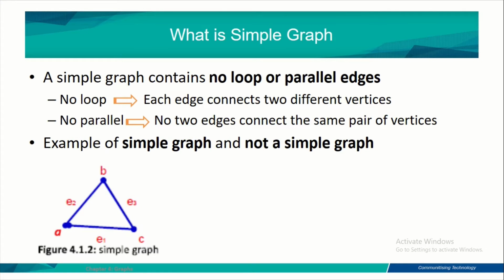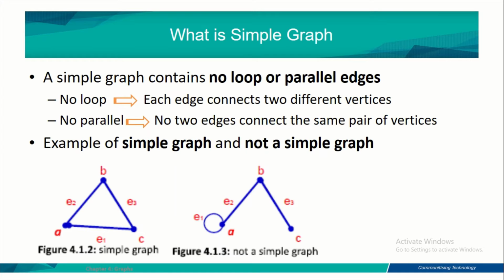Figure 4.1.2 shows a simple graph since there is no loop and no parallel edge. Figure 4.1.3 shows that it has a loop at the edge E1. At the point A is edge E1, so it's not a simple graph. Figure 4.1.4 is also not a simple graph since it has the same pair of vertices, which are point A and point B, connected with the edges E2 and E3.